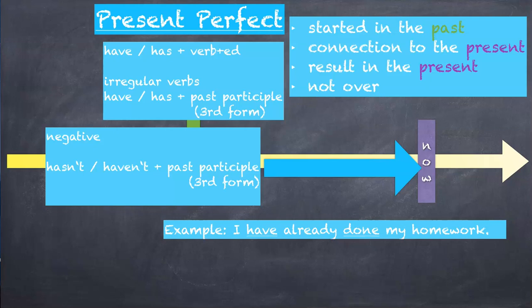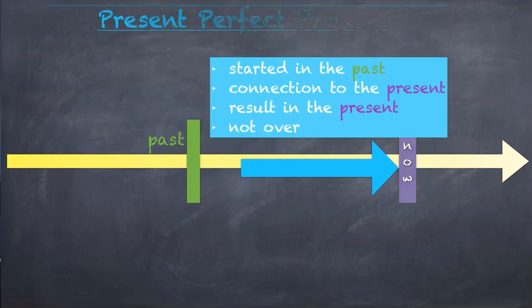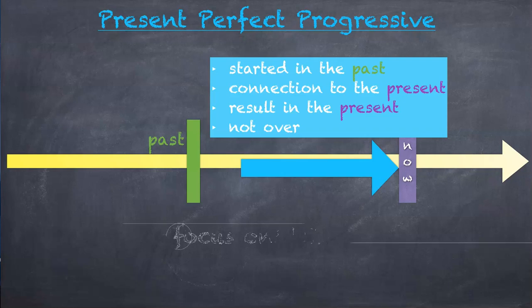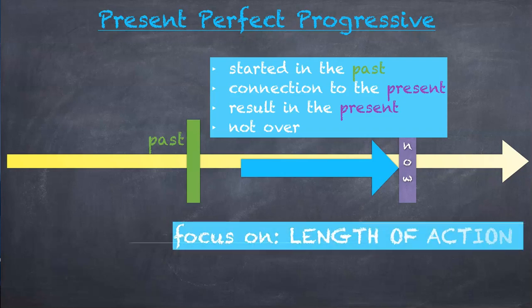So now let's go to the present perfect progressive. The present perfect progressive has the same meaning. It started in the past, there is still a connection to the present or a result in the present, or mostly the action is not over. But there is a focus on the length of the action.